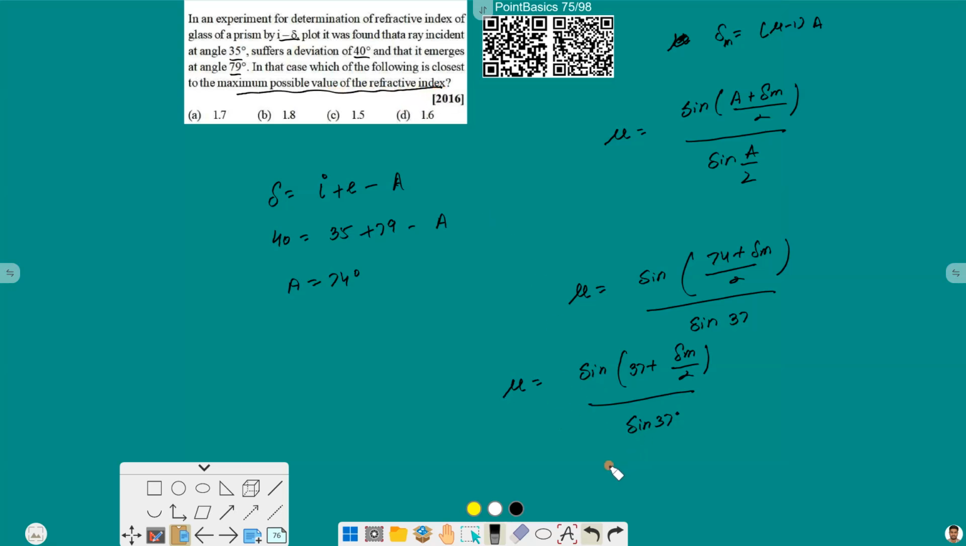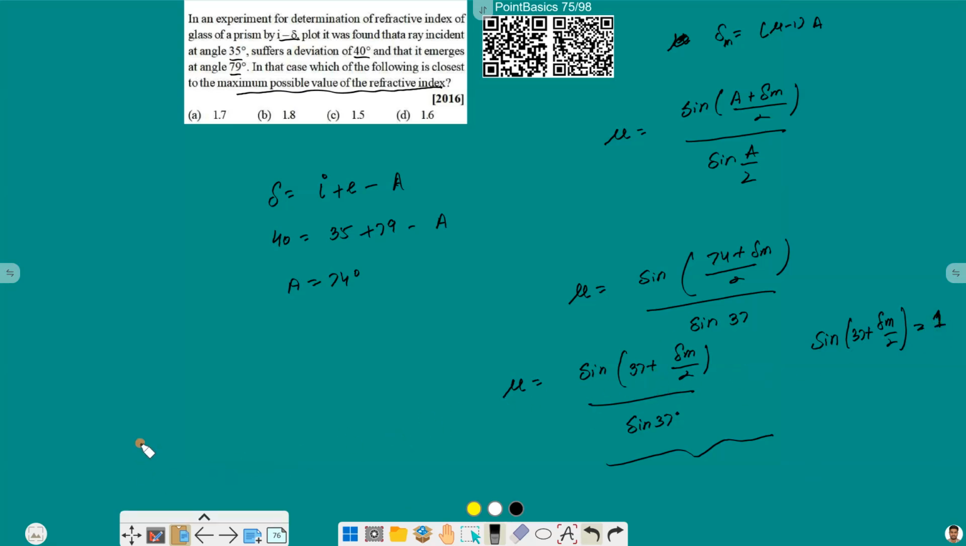Now to maximize this relation, we have to maximize delta m, and that can happen when this whole term, sine of 37 plus delta m by 2, becomes equal to 1. This will be the maximum value of this whole expression. So the maximum value of mu will be, we assume it to be 1, divided by sine of 37.